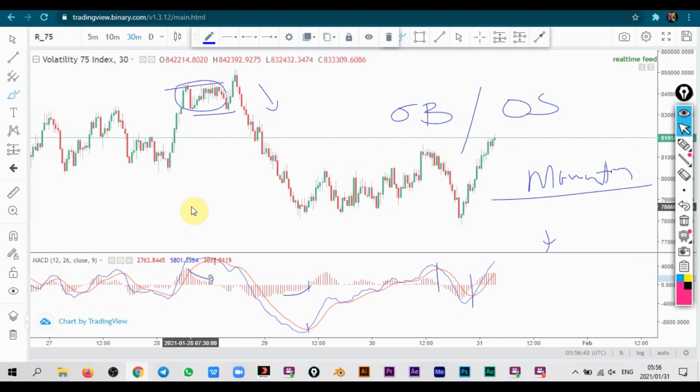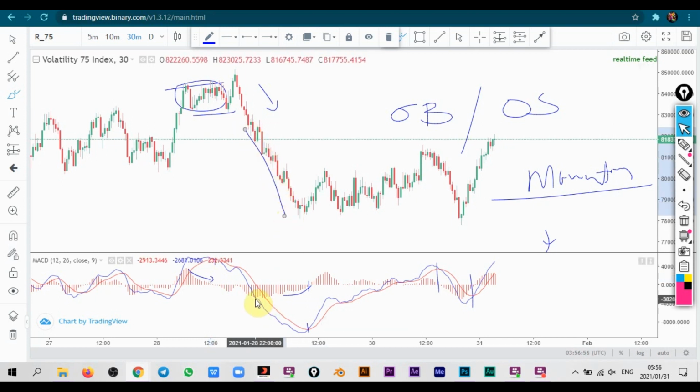So it's just a tool, guys, that is here to help you with some kind of entries. So let's look even here. You can see here we have this impulsive long move, but look at the momentum. It started here, it was going up, going up, going up, going up, going up until here.